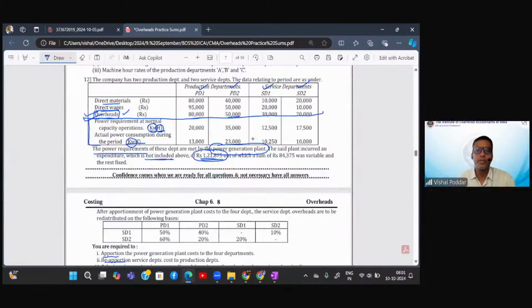Now, out of this total, this much is variable. So obviously the balance is fixed. Let me first find out how much would be the fixed portion. Please, you all also do this working in parallel. Out of my total of 121,875, I have variable of 84,375. So my fixed element is 37,500. Now remember one thing, this whole is expenses on power only.